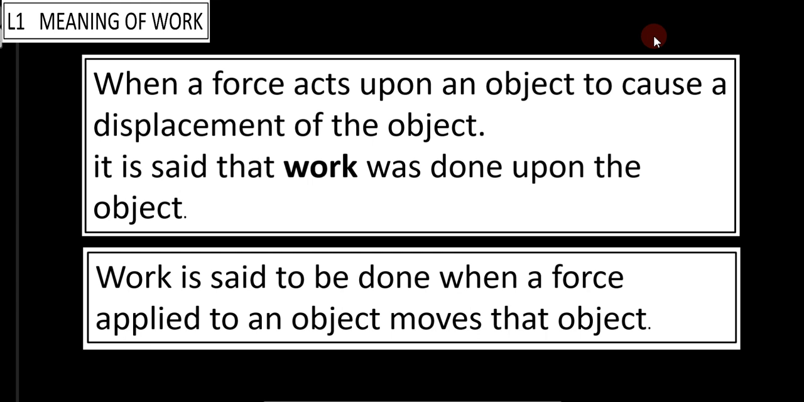Because this positive, negative direction depends on the total work done. You have to deal with the force and displacement. That's why you have to apply these things for the work done.